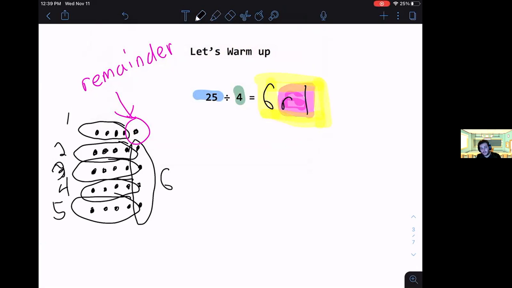A lot of you have picked up on that multiplication is the opposite of division. And if we want to check to see if our multiplication or division is right, you would do the inverse. So check our work for this one. We would do 6 times 4. From our math facts, we know that this equals 24. But does 24 equal 25? Not quite. That's where the remainder comes into play.